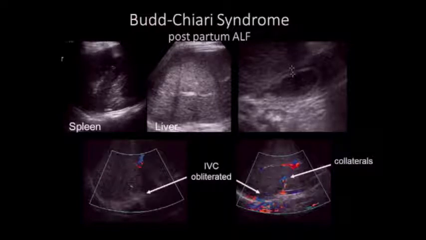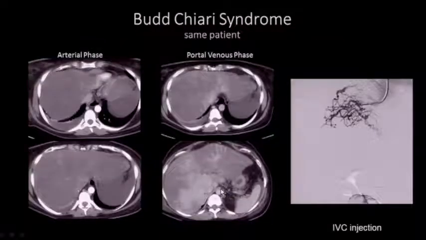However, in this situation, the Doppler was very, very helpful. The IVC in this patient was obliterated. We could not even find it, and a little piece here that showed up in the lower liver was fed by collaterals from the portal vein, but there was no IVC going through to the heart. This same patient went on to have CT, and these are the arterial and portal venous phases, which show very classic findings of Budd-Chiari syndrome.